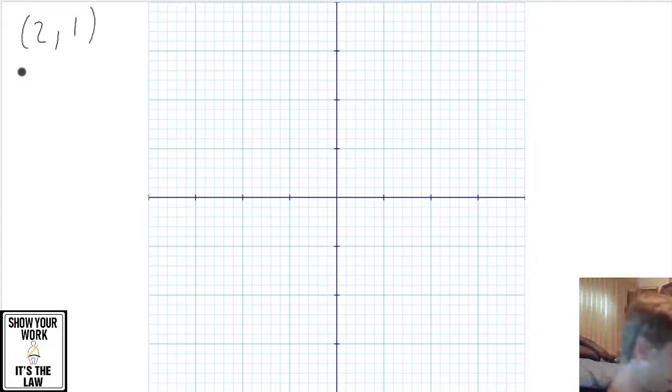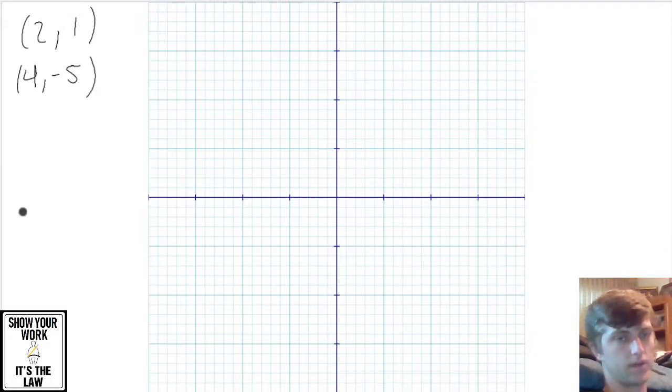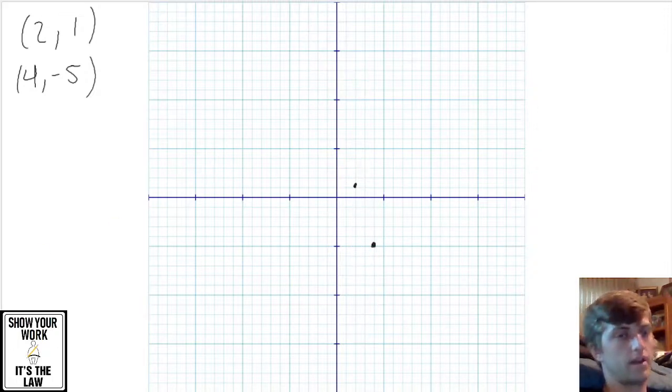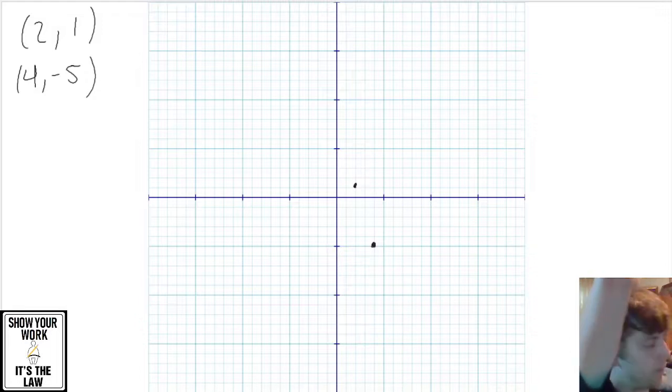Now, it's probably a while since we've last done a problem like this. So we have points (2, 1) and (4, -5), right here. Obviously we've already graphed it, and we could just draw a line through here, but we want the equation of the line. So, do you remember how we do this?